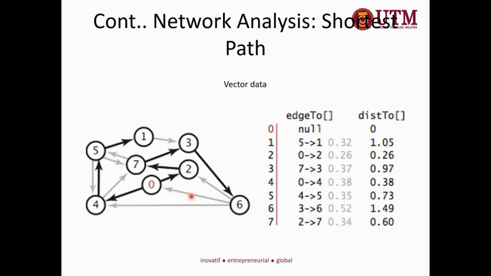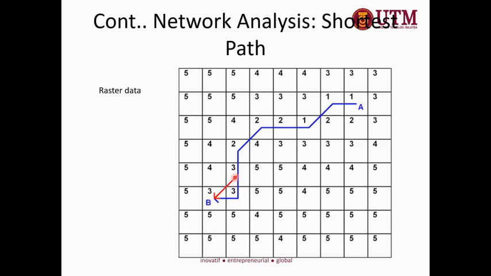Okay, for example, from 0 to 6, you need to travel over here, over here, over here, over here, or maybe from over here, over here, over here, over here. So you cannot go directly to 6 because the flow is not directly from 0 to 6, only from 6 to 0. So that is some example. For raster, we connect between pixel to pixel. Okay, so we give you A to B. Maybe you can cross from over here to here, not from over here to here. But usually people don't use raster. People use vector for network analysis, shortest path.